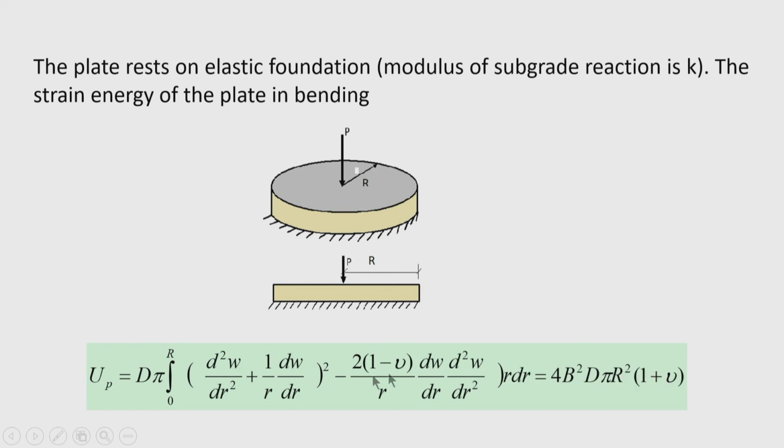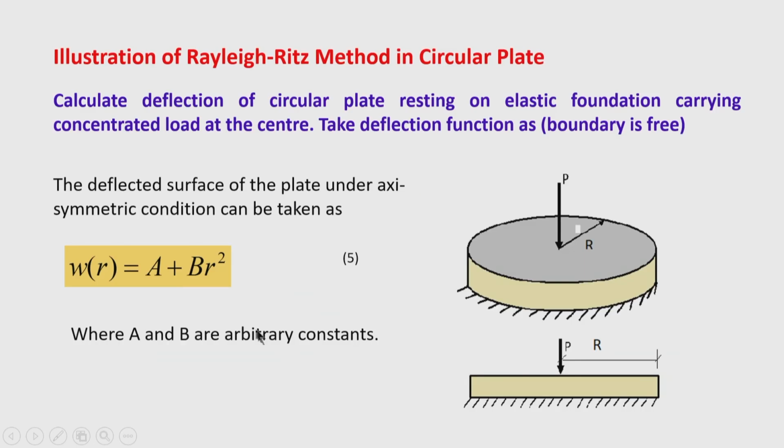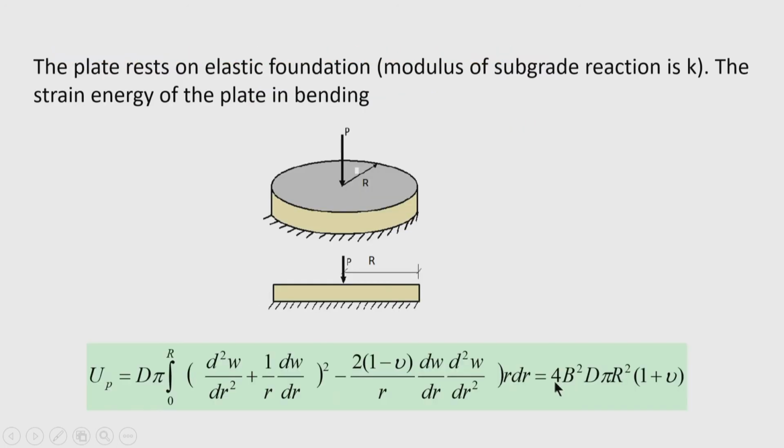Now, here also you can note that the deflection function contains the rigid body displacement A, which appears as a constant, but it does not make its presence here. So, the strain energy due to bending of the plate contains only the second constant B. Okay. So, the strain energy expression of the plate is found by integration of this expression with respect to R.